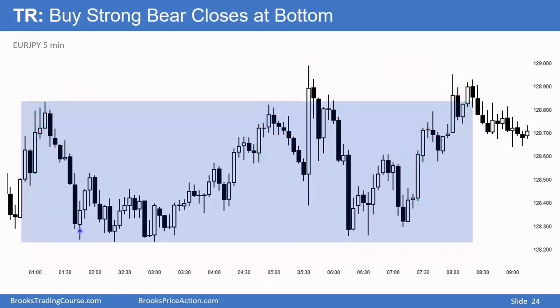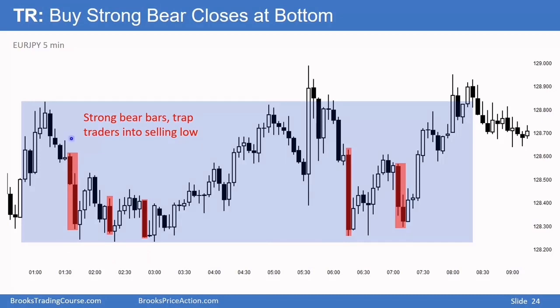A pair of very strong bear bars at the bottom, terrible follow through. Another bear breakout attempt, another one, and they're all failing. Very strong bear bar closing far below the low of this bar, but still within the trading range. Bars like that trap traders into selling low.